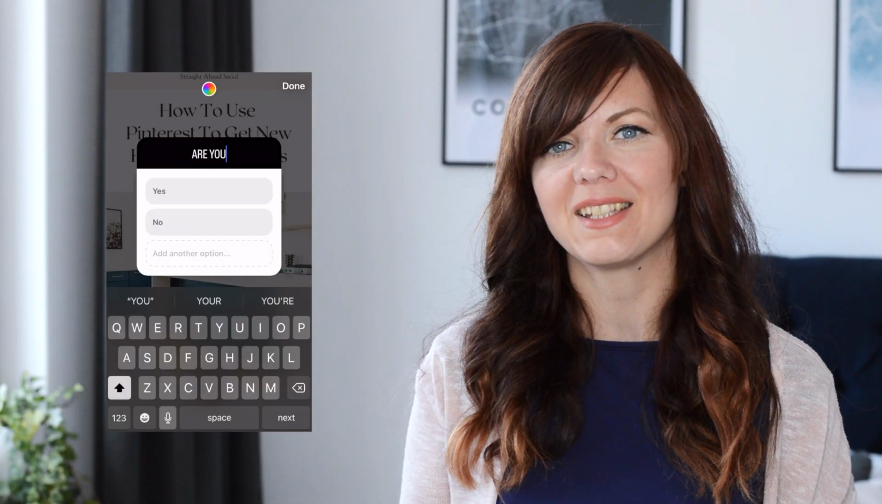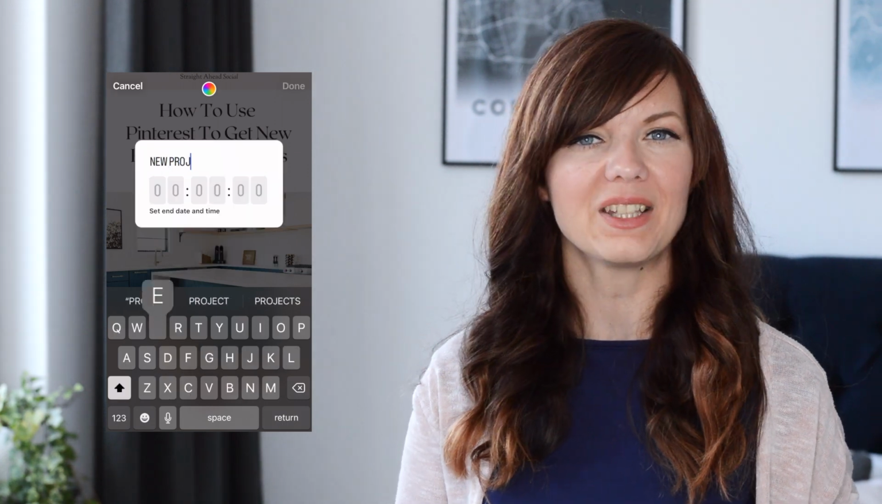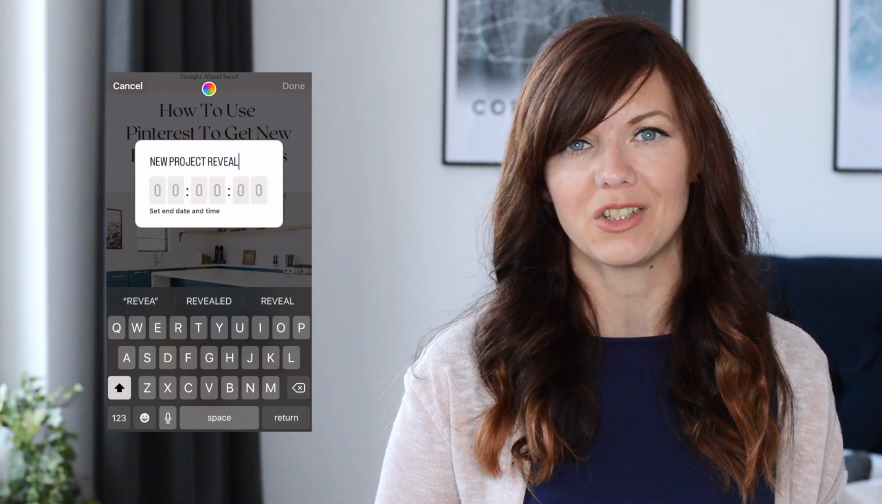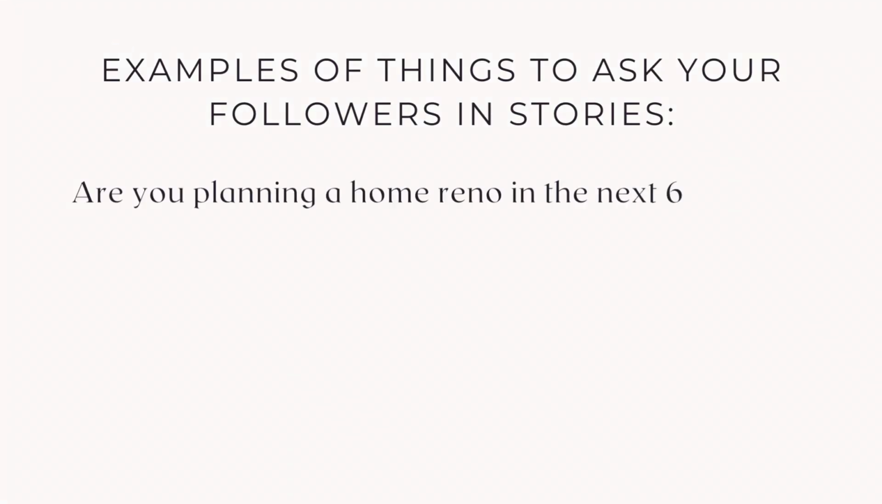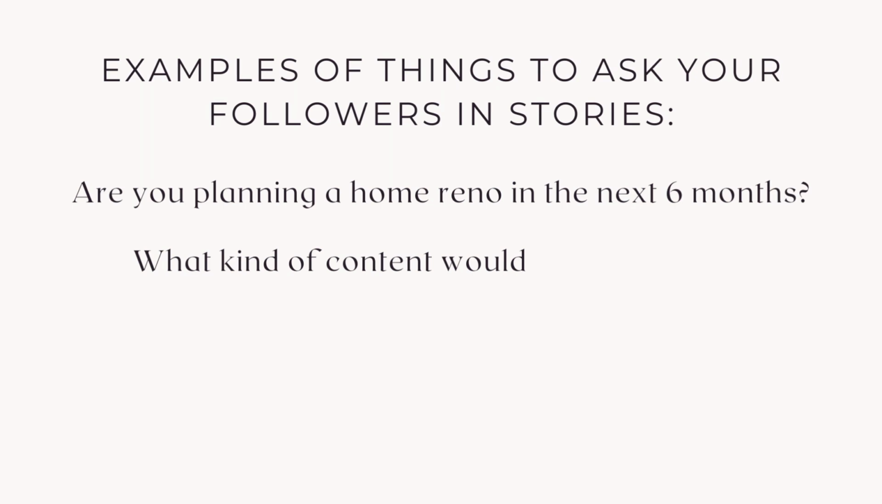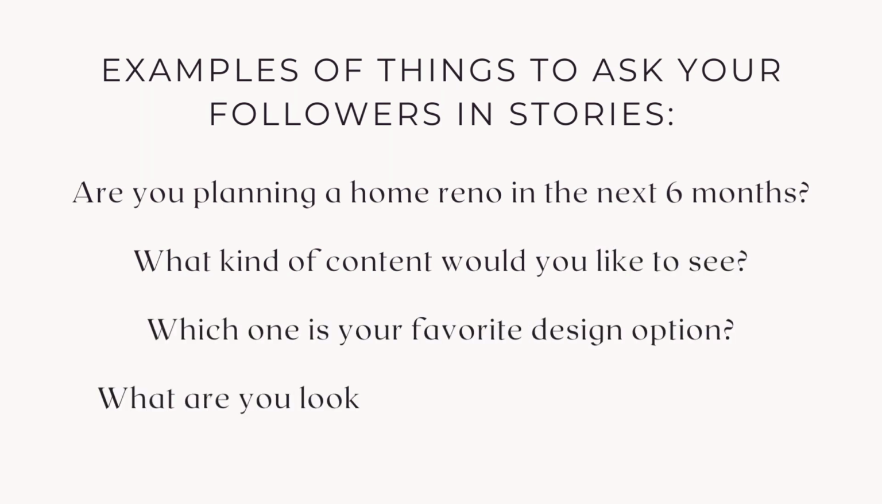And then we have the engagement stickers, polls, quizzes, countdowns, questions, and more. The story stickers are one of the best ways how to build a closer relationship with your followers on Instagram. Plus, you can even get some valuable data about your target audience. You can ask them whether they are planning a renovation in the next few months, what kind of content they would like to see more of, which one of two is their favorite design option, what do they look for in an interior designer, and so on.